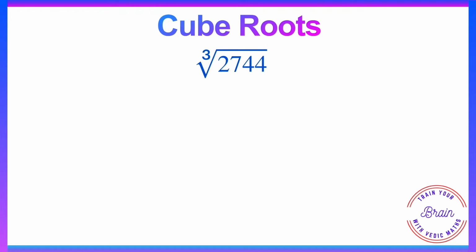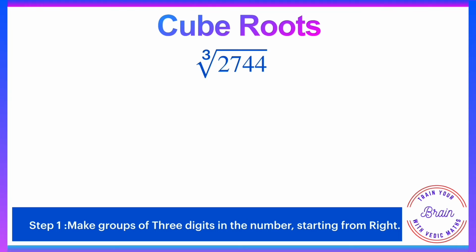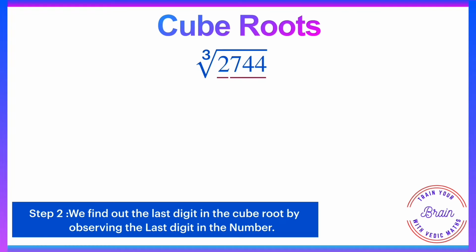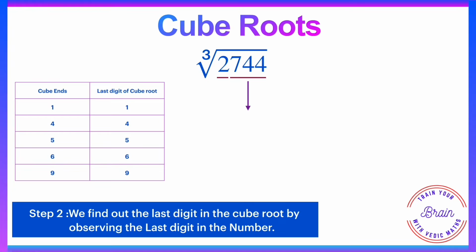2744 is 4 digit number. So its cube root has 2 digits. We have 3 steps to find cube root. In the first step, we make groups of 3 digits in the number starting from right. In the second step, we find out the last digit in the cube root by observing the last digit in the number. Here, last digit is 4. So the last digit of cube root is 4.